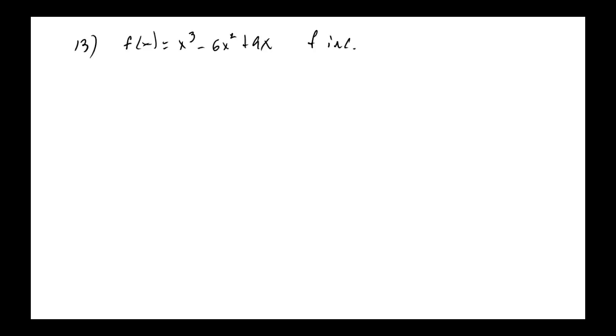The first derivative gives you the slope of the tangent line. If that slope is positive, it's an increasing function. Negative is a decreasing function. Zero is a critical point. Okay, so guess what we do first?